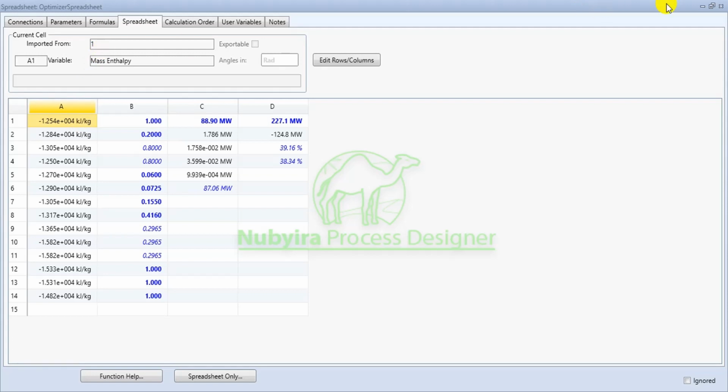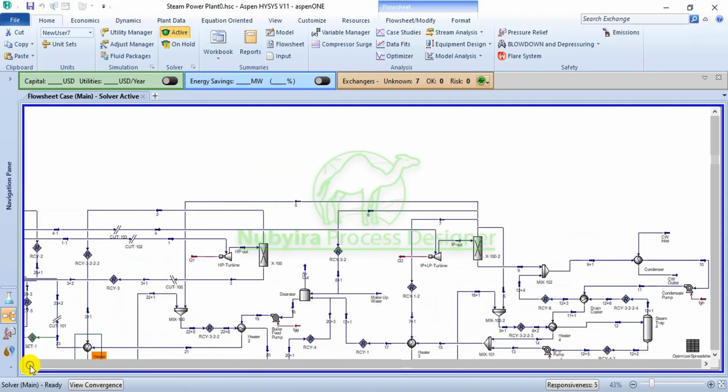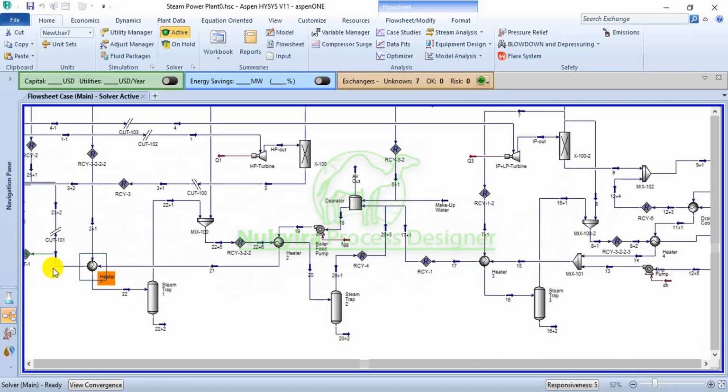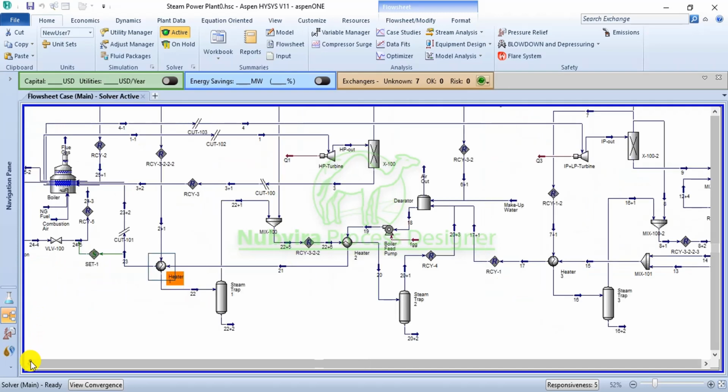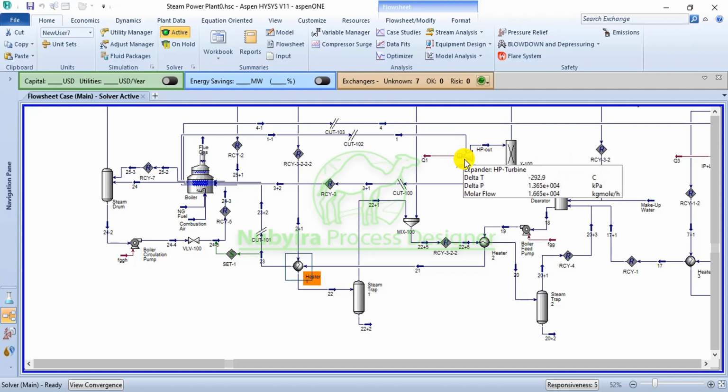So we can use all these streams. This is from stream one, the mass enthalpy of stream one, as you can see, imported from stream 1, 2, 3, 4, 6, 7 till 18, 19. 23 is the stream that is going to the boiler. And let me show you. So this is stream 23, the stream that is going to the boiler. And stream one is the stream that is entering the steam turbine, that is leaving the boiler. Then we have another stream two, stream three for reheating, and stream four, you understand.